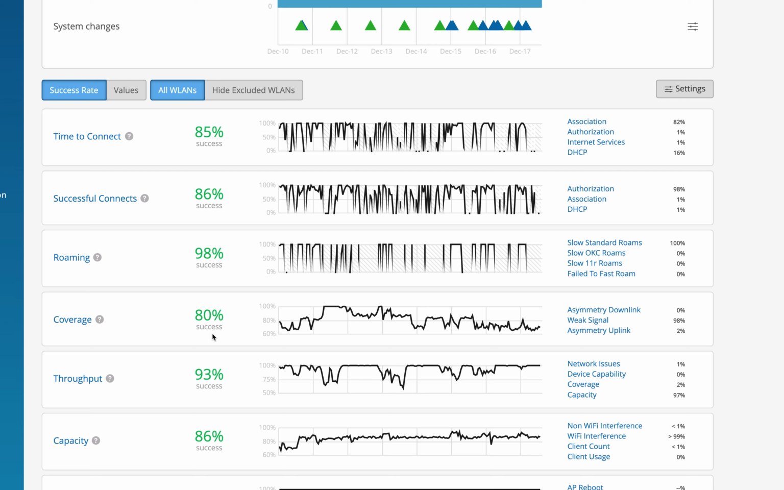Understanding the coverage SLE is very important because of a few things. When you design a wireless network, you do a predictive survey, and then when you deploy the network, you do a post deployment survey to understand how things are on the ground in reality when the clients have also come and joined. So you do a site survey to understand that.